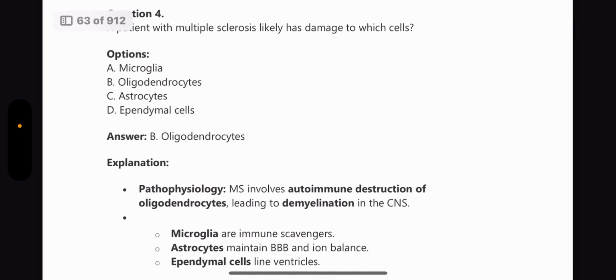Next, a patient with multiple sclerosis likely has damage to which cells? Answer is oligodendrocytes, because multiple sclerosis involves autoimmune destruction of the oligodendrocytes, leading to demyelination in the CNS.